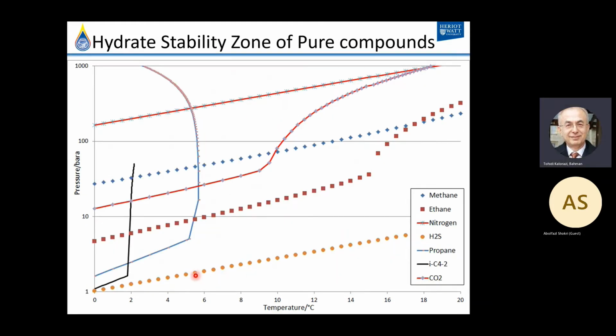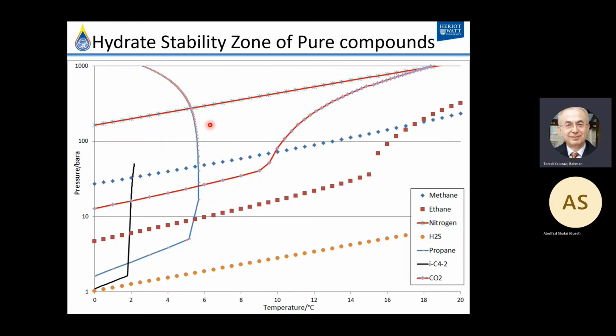So if I do the same for other components, you can see that I get this for H2S, this is for isobutane, this is for propane, this is for ethane, this is for CO2, and this is for methane, and this is for nitrogen.